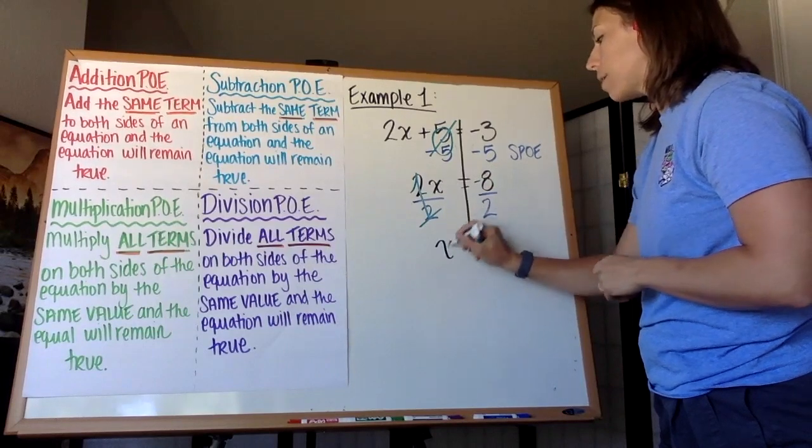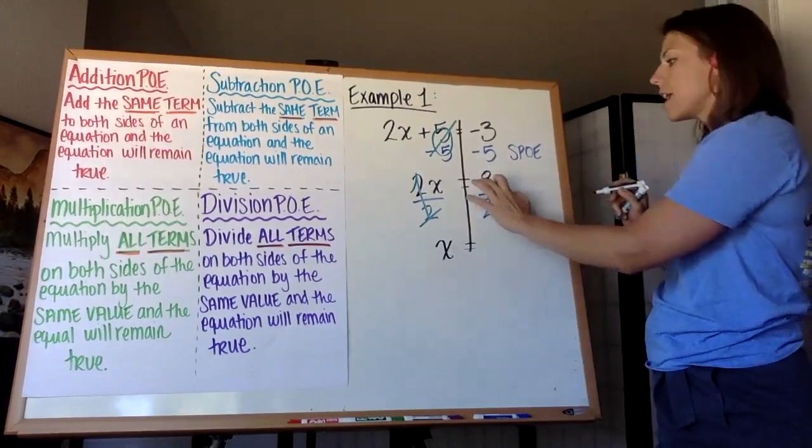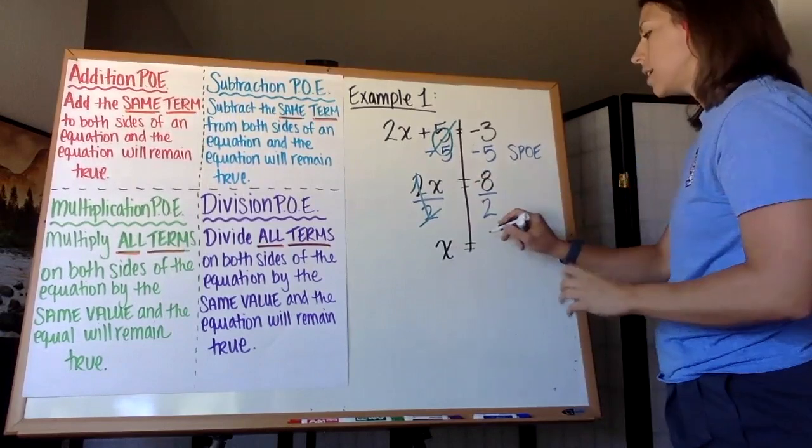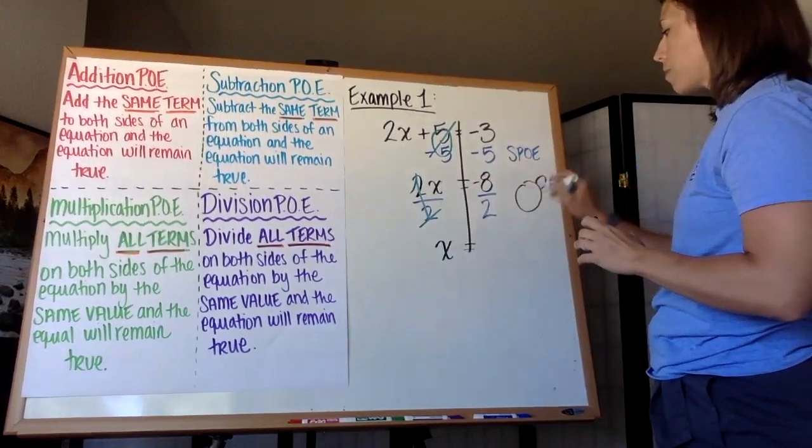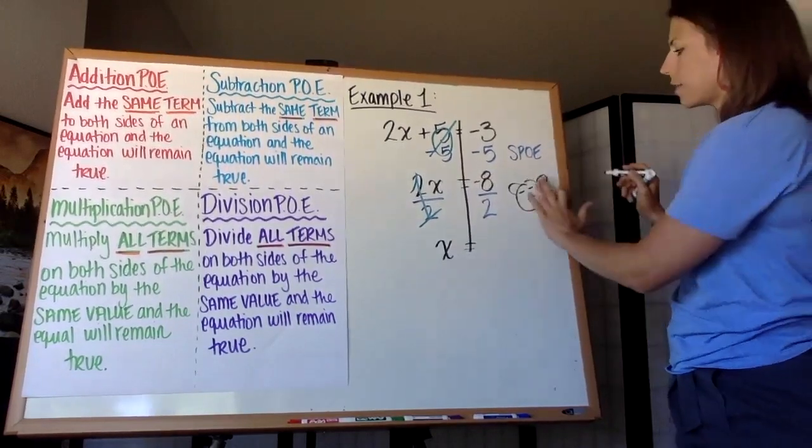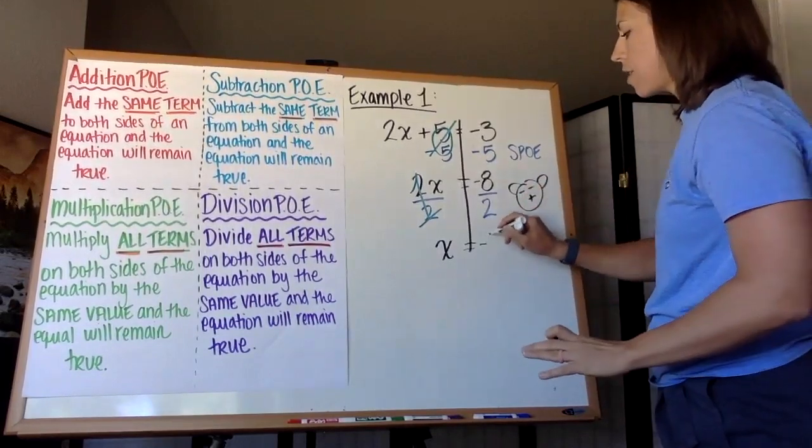So already I'm feeling pretty good about that. Let's see what happened on the other side. Negative 8 divided by 2, a negative divided by a positive. Think about math there, right? A negative divided by a positive is a negative 4.